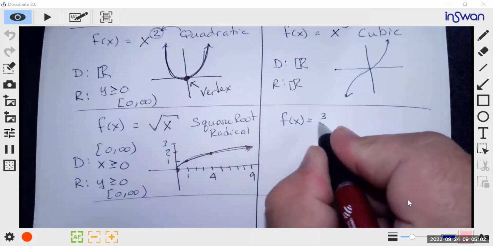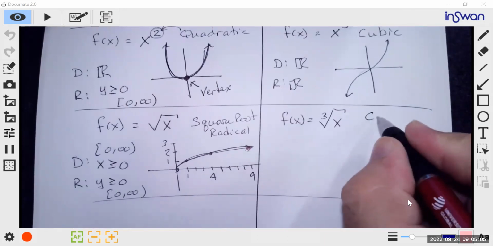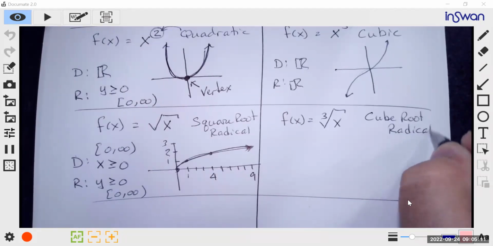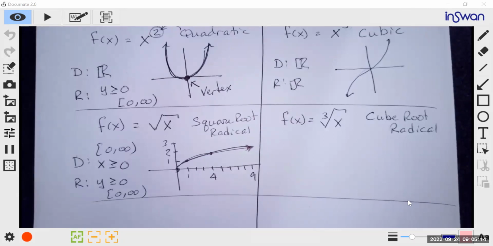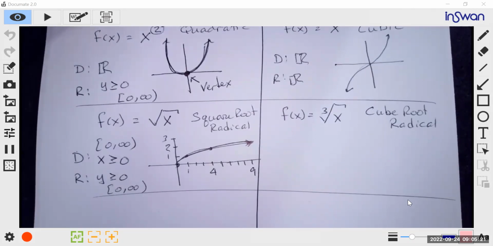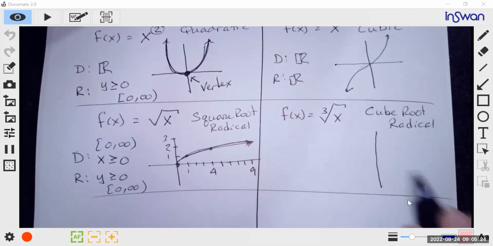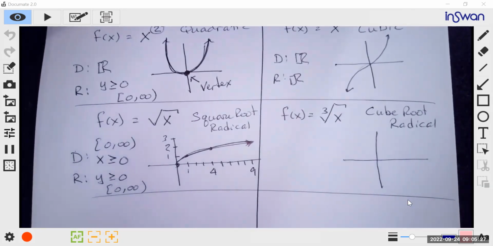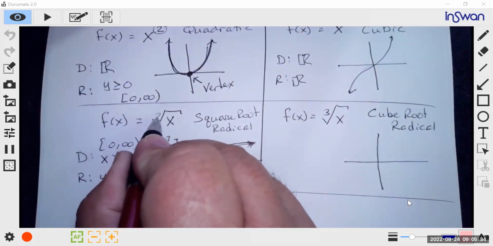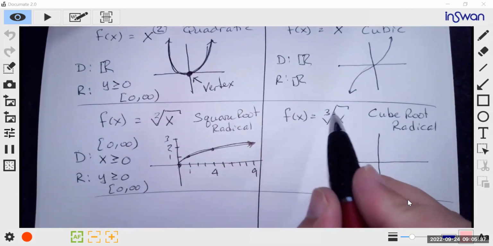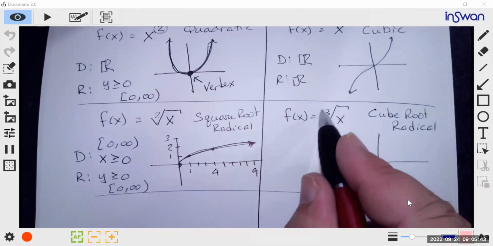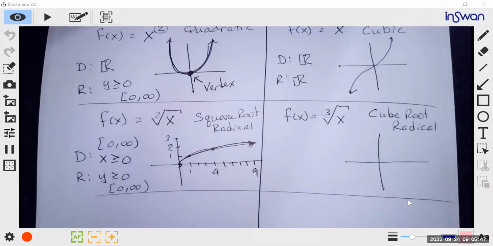The next one is called a cube root. Radical. Now, in a square root, there's an invisible 2 here. That's why you need 2 of a kind. In this one, you need 3 of a kind to take it out of the radical. So since it's an odd root, our answers can be positive, negatives, and 0.